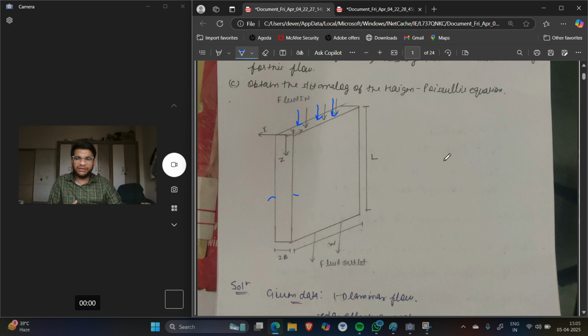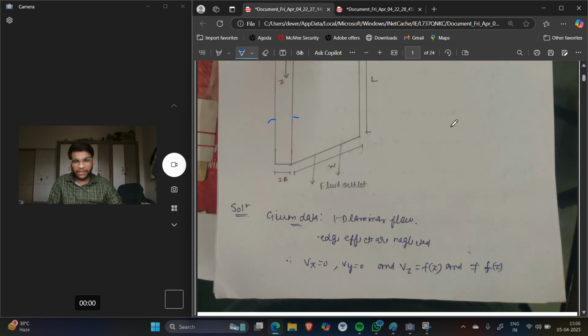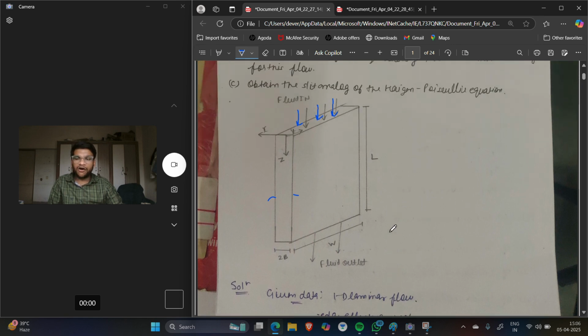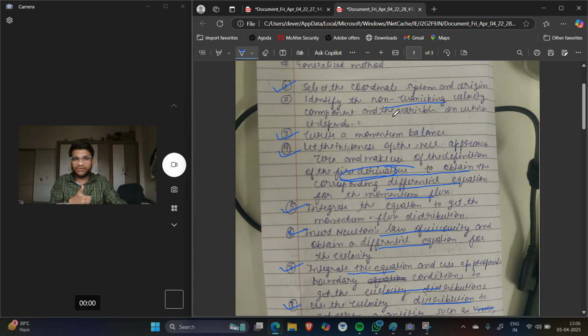So first of all, I will mention what is given in the problem. First one is what? It is laminar flow, meaning 1D flow. Okay. Now how is it 1D flow? See, you can easily see that if I have defined my coordinate system like this, with y in this direction, z in the downward direction, and x in the right direction, then the flow is only in the downward direction. Meaning here Vx, the velocity of fluid in x direction, and the velocity in y direction are 0. So step number one was to select the coordinate system and origin. Okay. So this I have already selected.